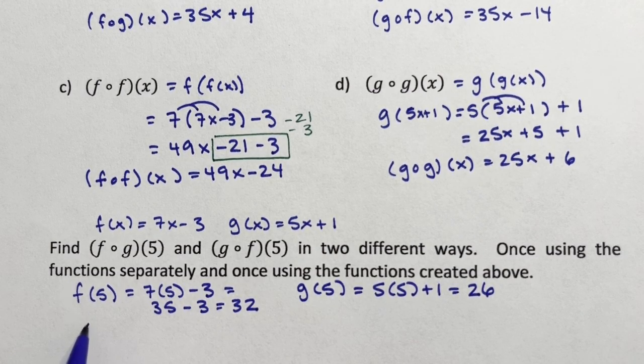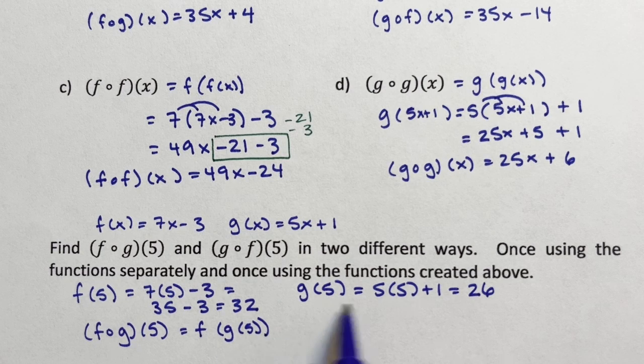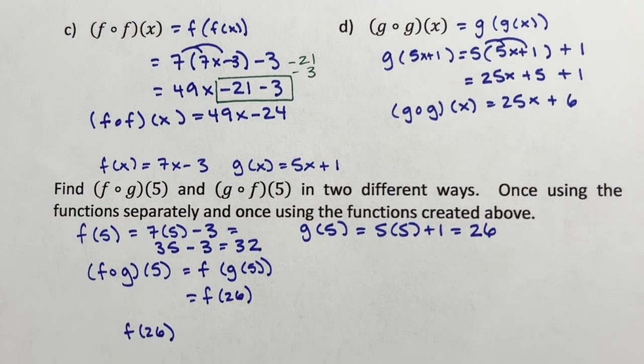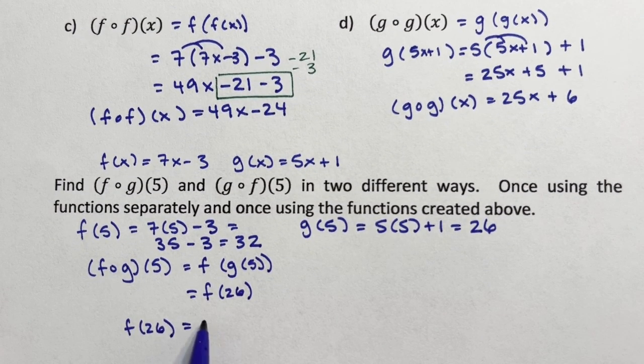So f of g of 5 is f of g of 5. Well, g of 5 is 26, so this is f of 26. And f of 26 is 7 times 26 minus 3. These numbers are getting big, which is 182 minus 3, which is 179.